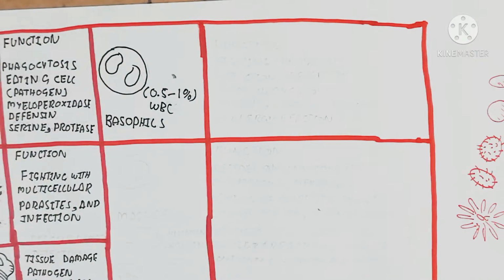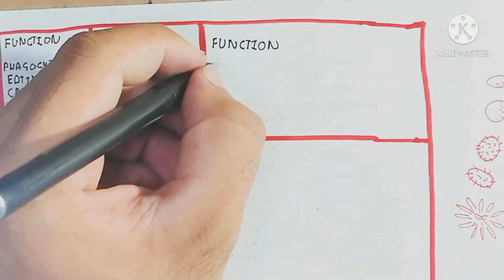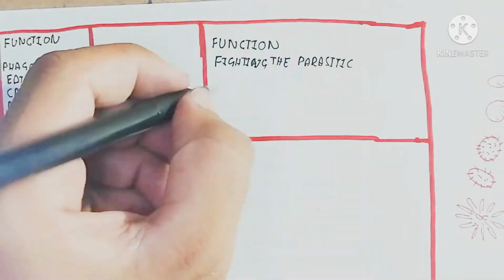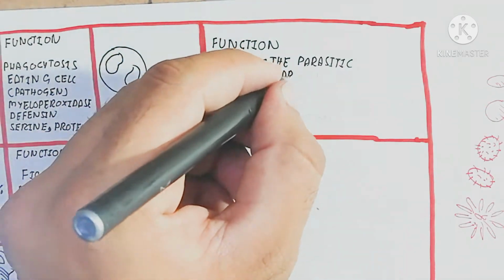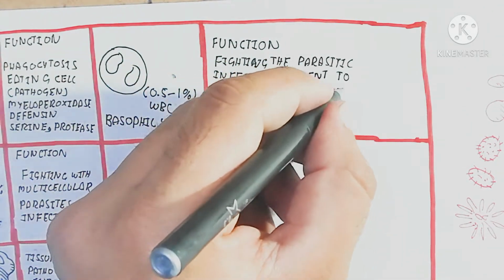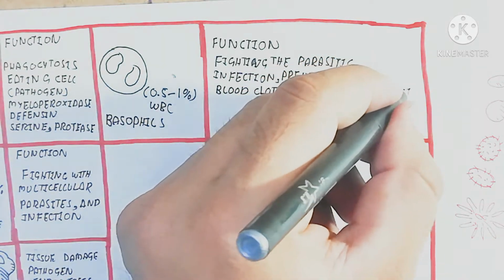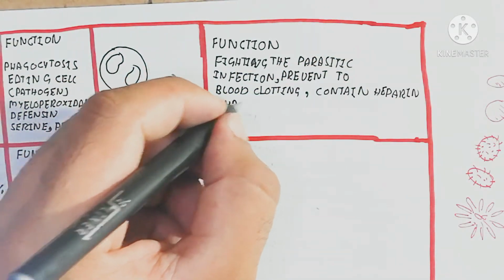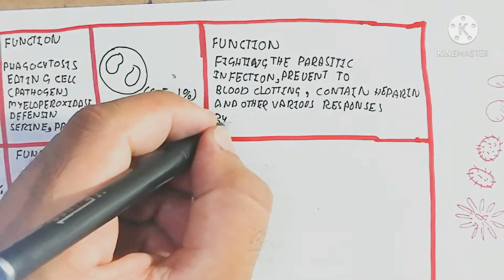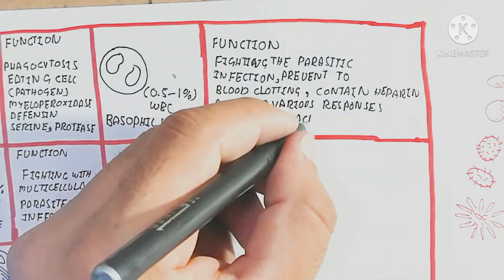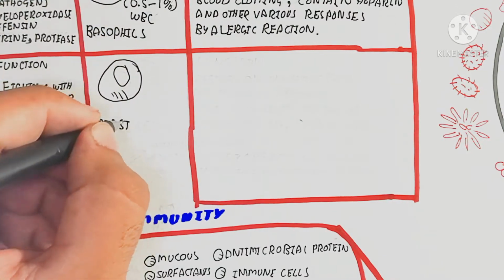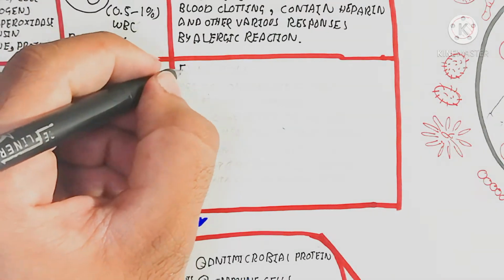So here is another cell, the basophil. Basophils make up 0.5 to 1% of WBC. The function of the basophil is fighting parasitic infection again, the same as before. It also prevents blood clotting, which is an important thing, and contains heparin. That is used for the prevention of blood clotting and various other responses such as allergic reaction. We will discuss allergic reaction in the next video about hypersensitivity.